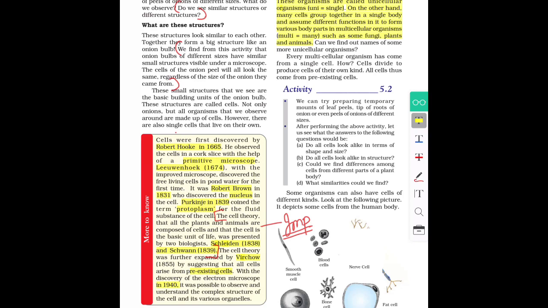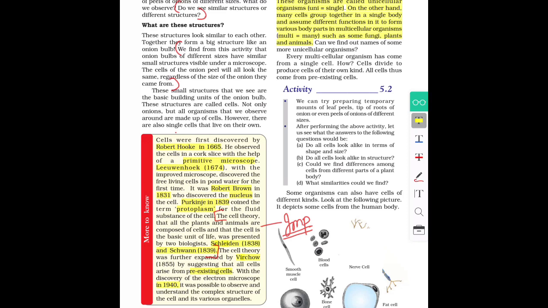So, can we find some names of some more unicellular organisms? That would be your homework. So now we know that if a body contains only one cell, we call it unicellular, and if many cells are present in a body, then it is called multicellular.